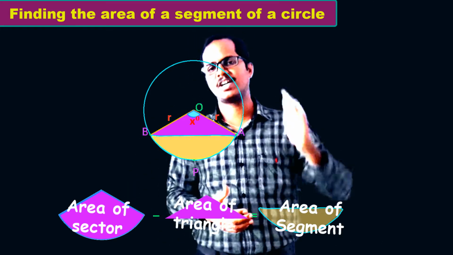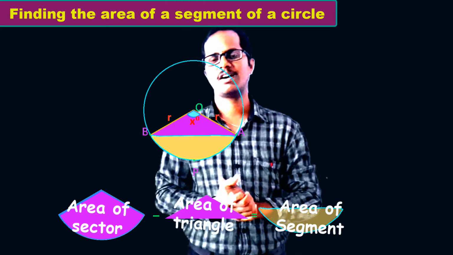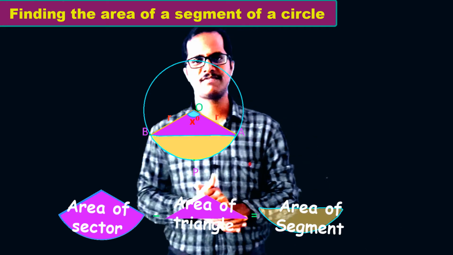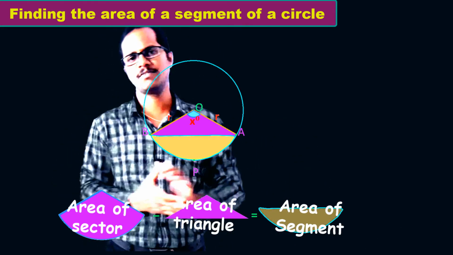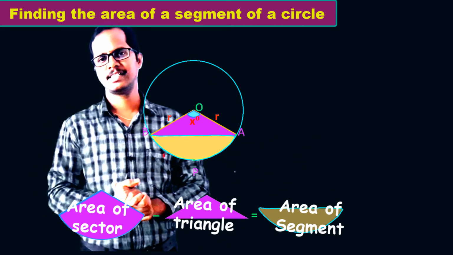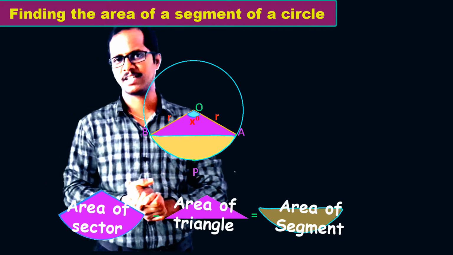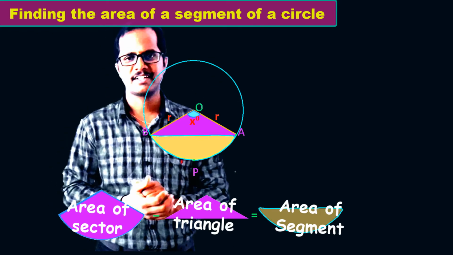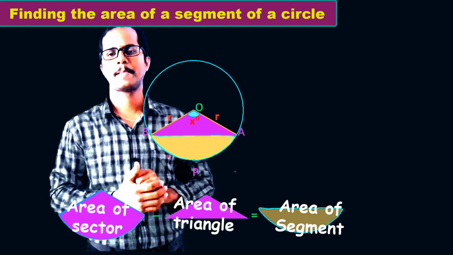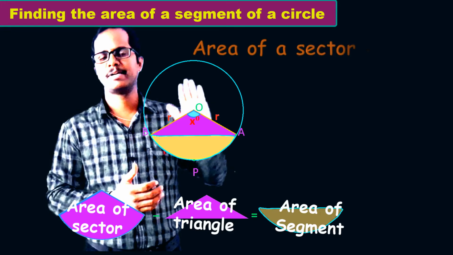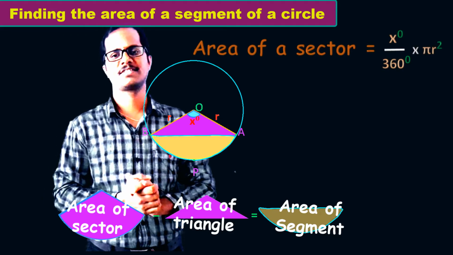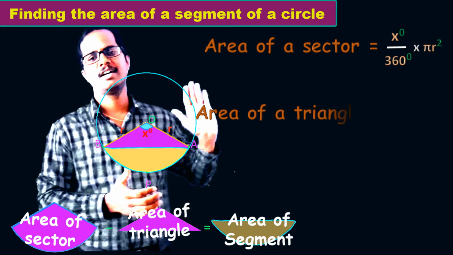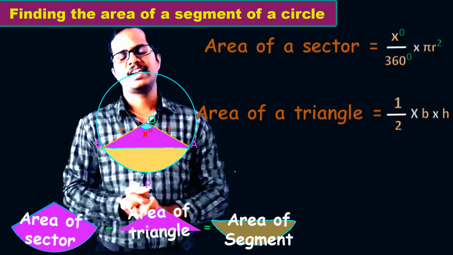So for this, what do we have to know? We have to know the formula for the area of a sector, and also the formula for the area of a triangle. We know it very well when the sector angle and its radius are given. Suppose the sector angle is x degrees and its radius is r, then the area of the sector is x degrees by 360 degrees times pi r squared. And the area of the triangle, of course, depends on the type of triangle that we have.